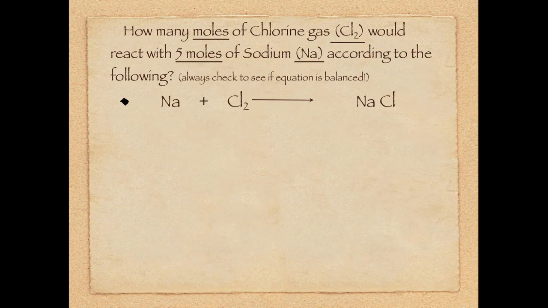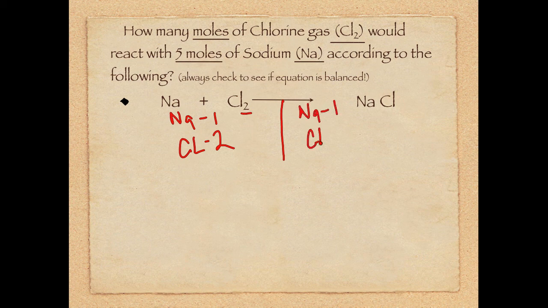How many moles of chlorine gas would react with 5 moles of sodium according to the following? And when you see a reaction like that, always check to make sure that it is balanced. And I'm not so sure that it is, so let's go ahead and balance it. Sodium, there's 1. Chlorine, there are 2, because of this 2 right here. And then we have sodium right here, there's only 1. Chlorine, we only have 1. See, it's not balanced. The chlorines aren't balanced.